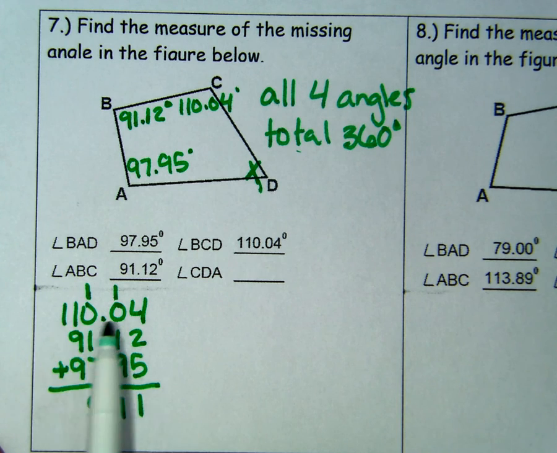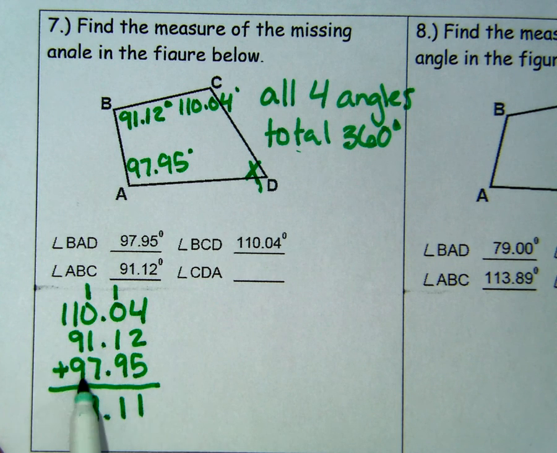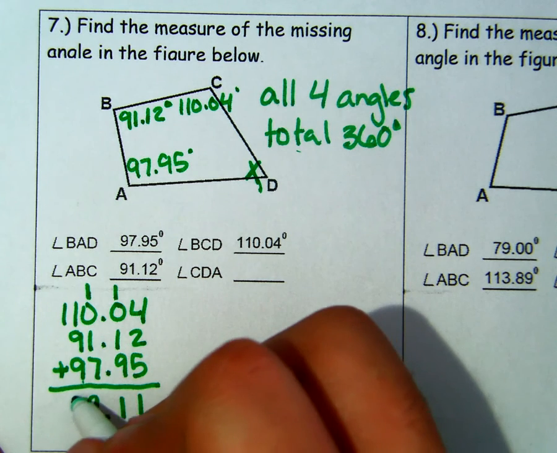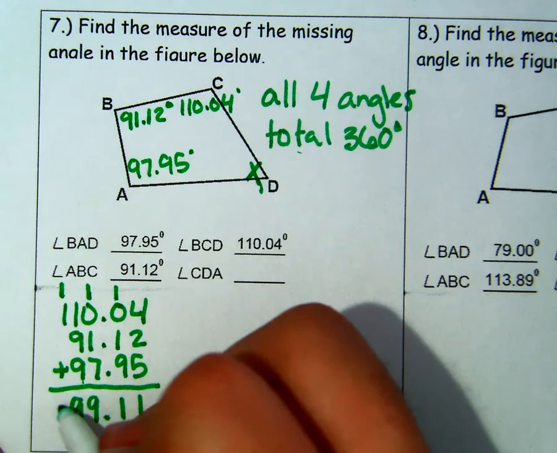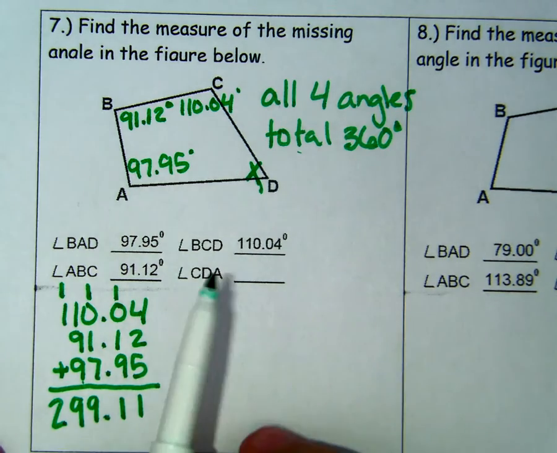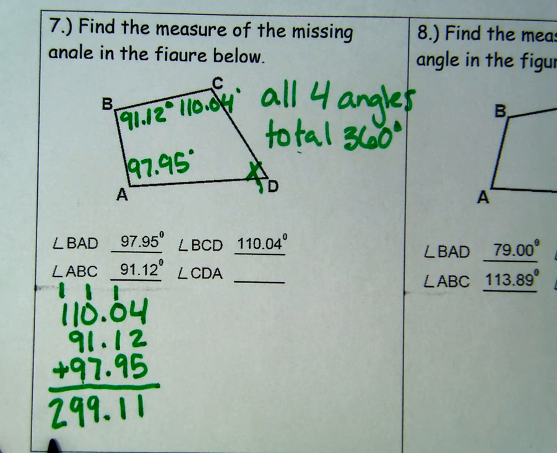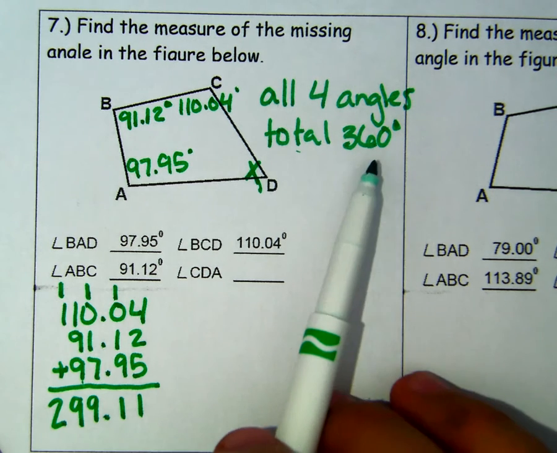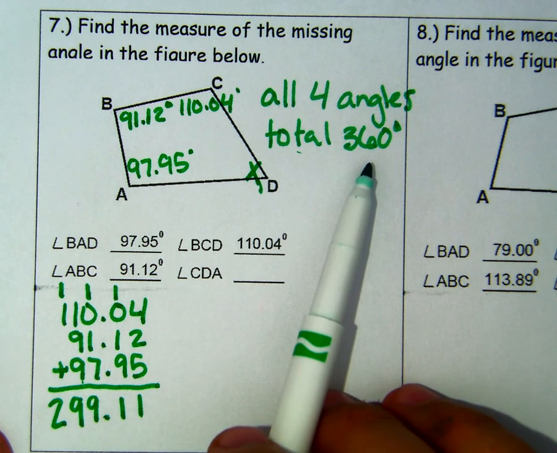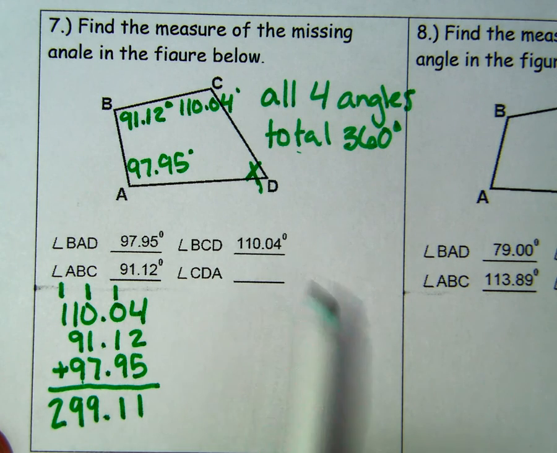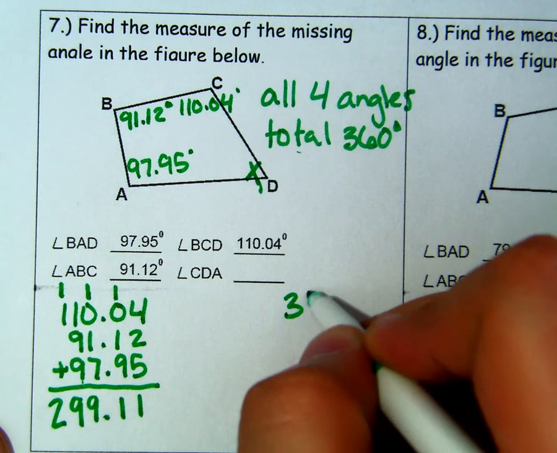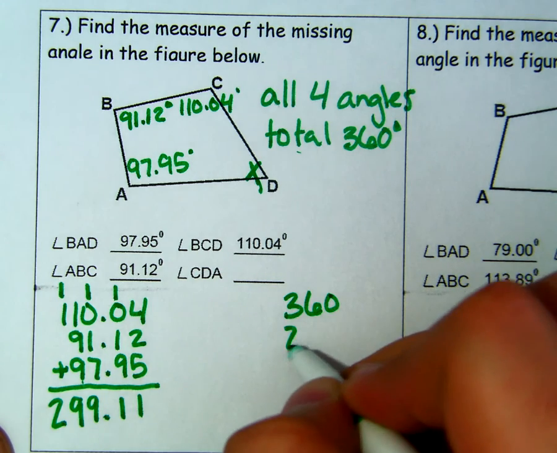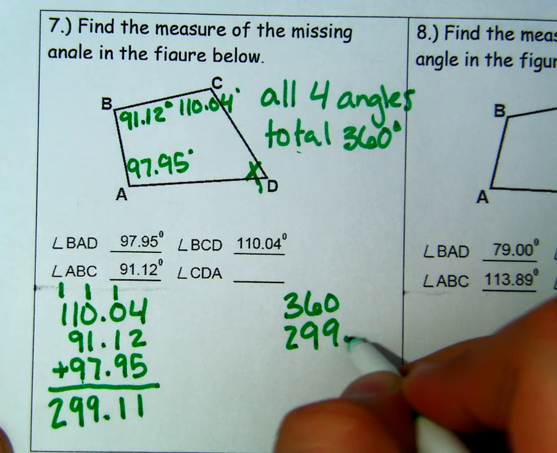For the next column, 1 plus 9 is 10. 10 plus 9 is 19. So let's carry that one more time. And then we know 1 plus 1 is 2. So far, we have 299 and 1100ths degrees total. But we need to get to 360. So in order to find the missing angle here, what we'll go ahead and do is subtract 299 and 11/100ths from 360.